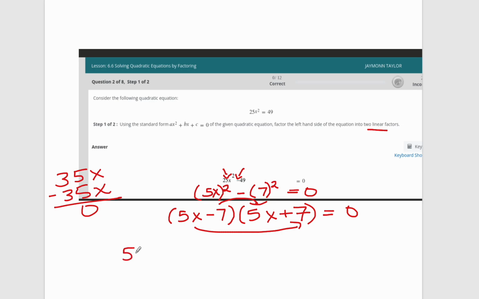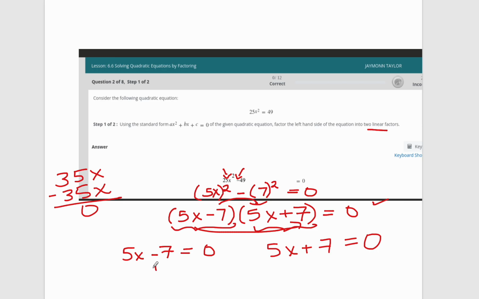So now for my two linear factors. It says factor the left-hand side of the equation into two linear factors. So we have 5x minus 7 equals 0, and 5x plus 7 equals 0. And then we can solve these, because if this becomes 0, or if this becomes 0, then this whole statement is true. It checks out. Either one of these being 0 would make the entire left side 0.